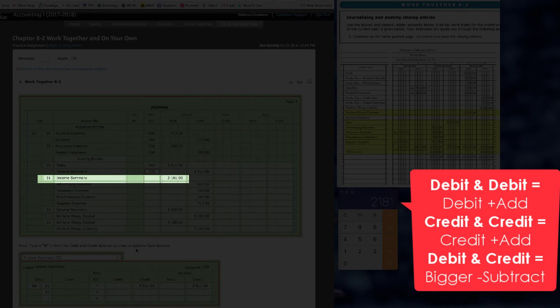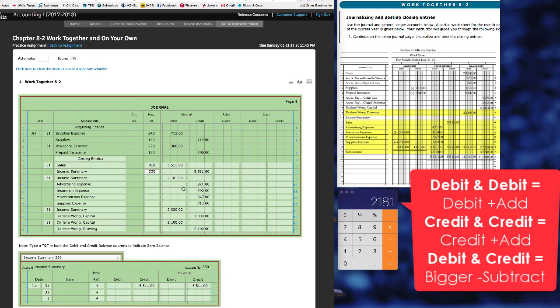I have another income summary right below that, and it's a debit of 2,181. So debit 2,181. My previous balance, if I take a look here, was 5,511. And I have a credit and a debit, so I need to subtract, so minus 2,181. And I've got 3,330 goes in the column with the bigger number. The credit was bigger, so I'm going to put 3,330 there. Post up my account number.